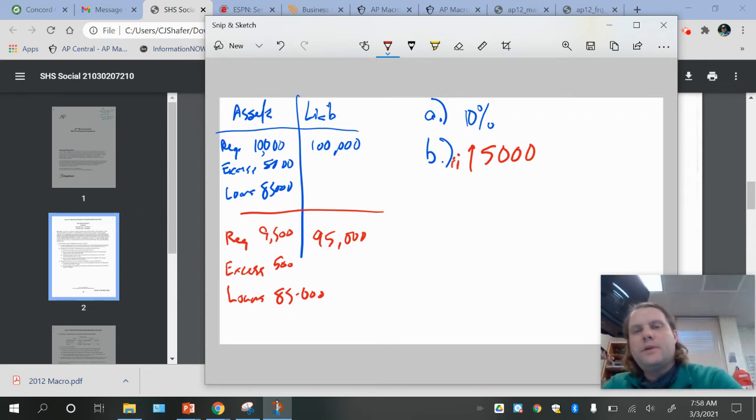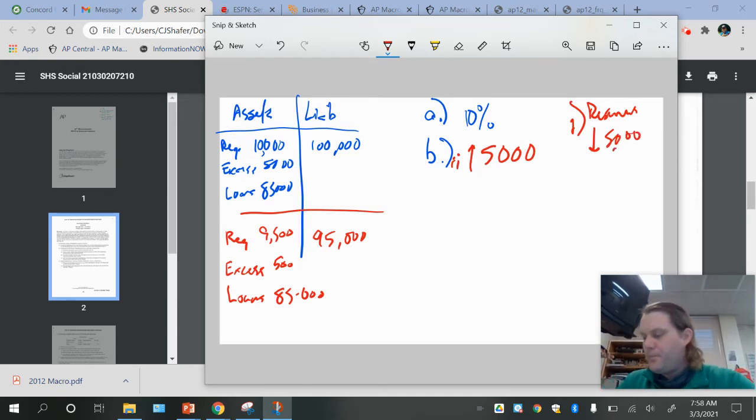That's part 2. Skip to part 1. Part 1 is that the reserves decrease by 5,000. Sorry, got ahead of myself. Part 3, as a result of the draw, what's the new value of excess reserves on the balance sheet of the bank? We've kind of already figured that out.